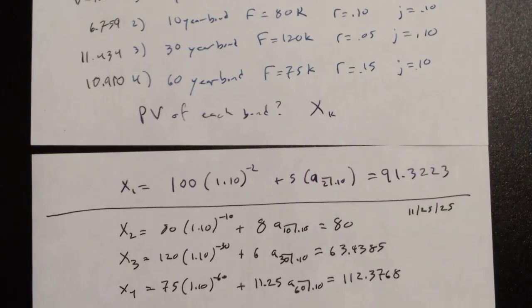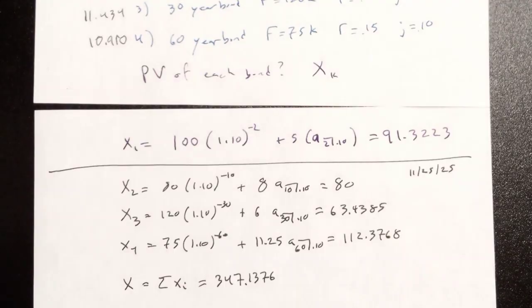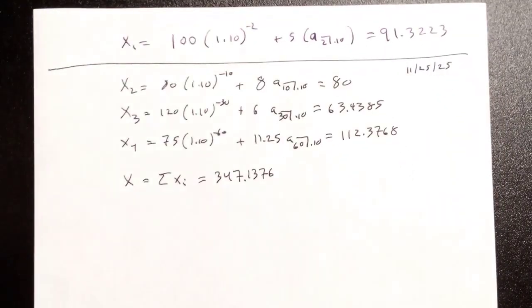Add all those up and we get our total, which is 347,137.6. If you bought all of those bonds today, that's how much you're paying. It's the present value of everything right now. But that means to do the duration, I need to do the sum that's weighted averaged by the term.